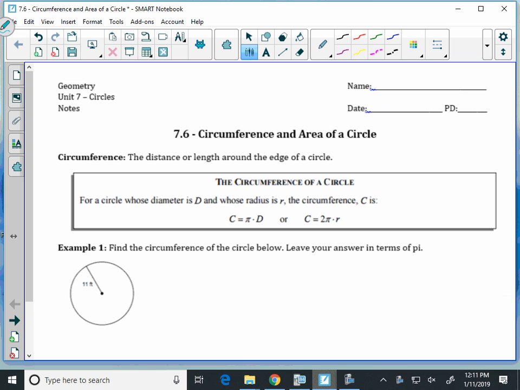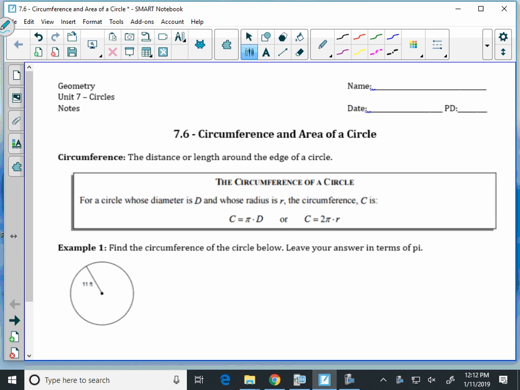The definition of circumference is the distance or length around the edge of a circle. So normally when we measure the length of something, it's nice and flat, like if you measure the length of a room. Ruler, measuring tape, and measure. The thing with circles is they're round, so you can't really take a ruler or a measuring tape to measure the distance around it.